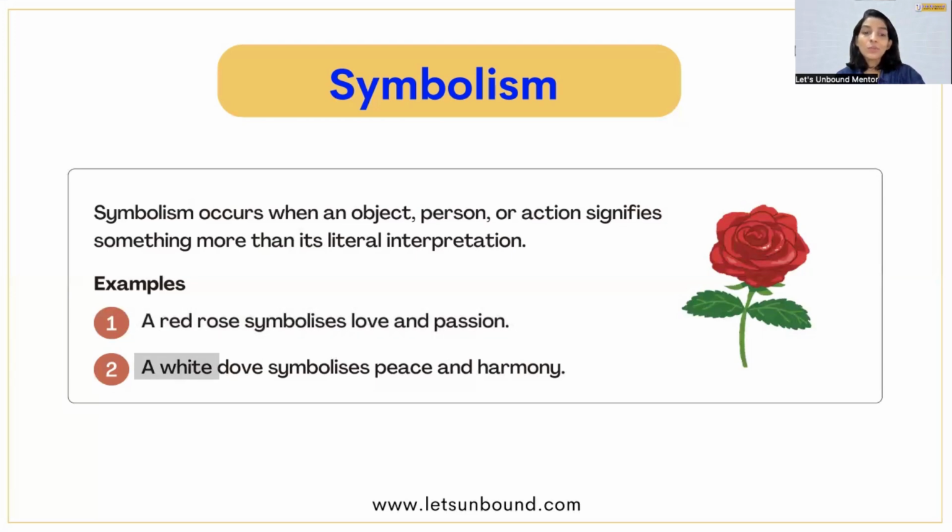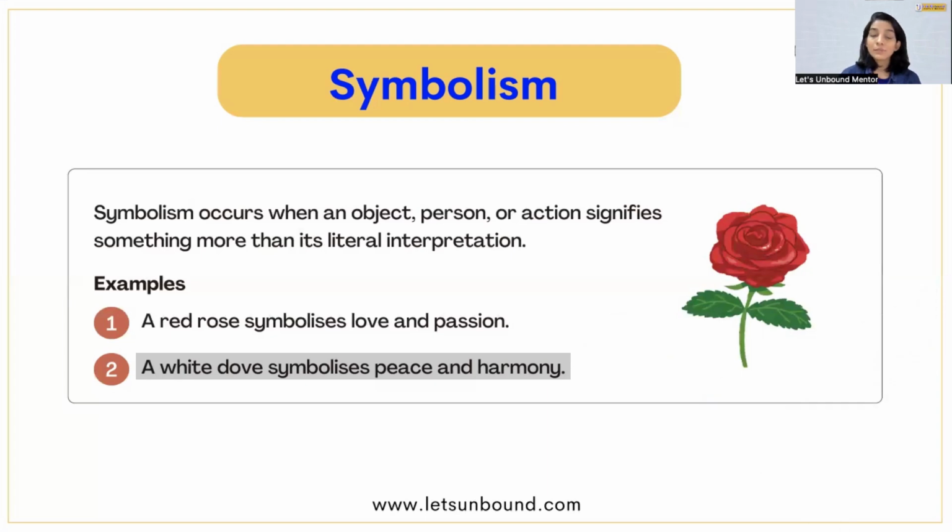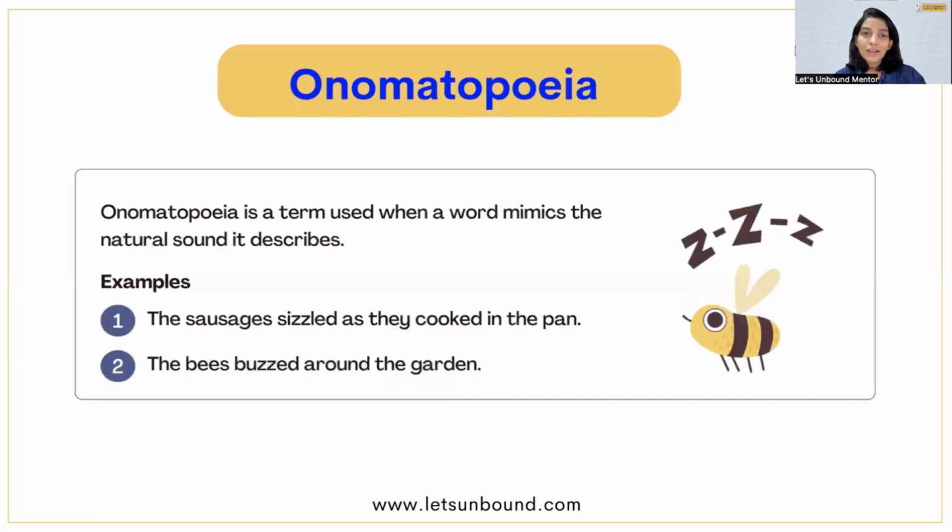Another example could be, a white dove symbolizes peace and harmony. Now, the white dove is commonly seen as a symbol of peace and harmony, often associated with calmness and the absence of conflict. This symbolism is rooted in cultural and religious traditions where doves are seen as messengers of peace, right?